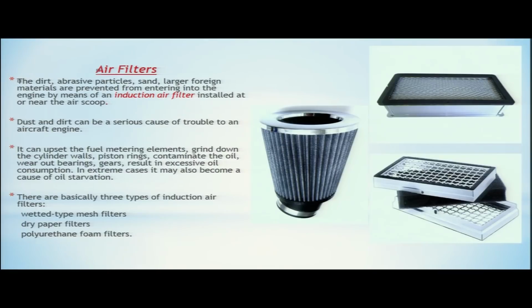So, this dust and dirt can upset the fuel metering elements. We will see in our fuel chapter that the fuel metering elements have very fine orifices, and this dust and dirt can harm or obstruct these orifices. Then further, this dust and dirt can grind down the cylinder walls because they are all abrasives, and the cylinder walls are highly machined surfaces. So, this dust and dirt can grind down the walls and wear out the piston rings.